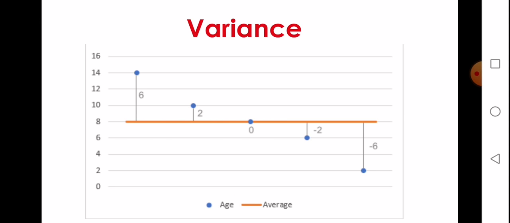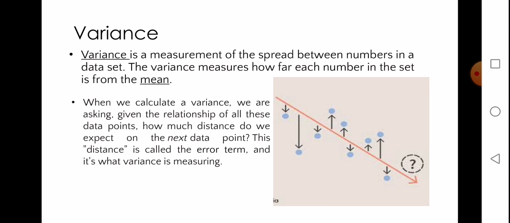Next, we have the variance. Variance is a measurement of the spread between numbers in a dataset. The variance measures how far each number in the set is from the mean. So, using a dataset chart, we can observe the linear relationship of the various data points or numbers.